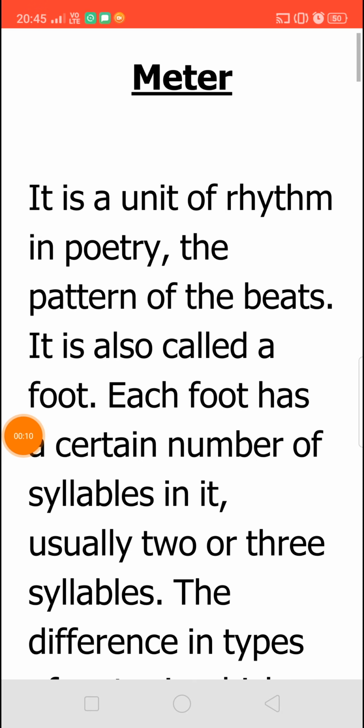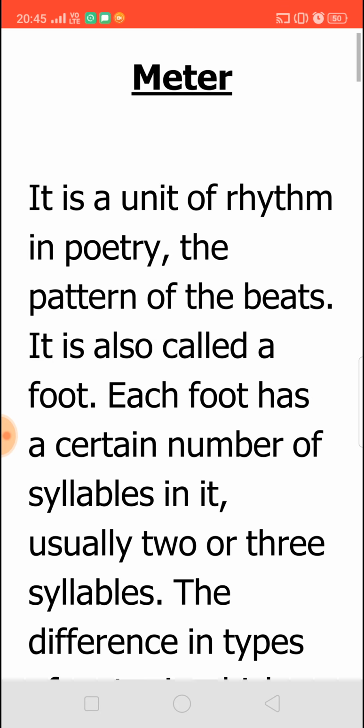Now, first of all, what is meter? Meter is only the unit of rhythm in poetry. And what is unit of rhythm? Rhythm means the beats. That is, there will be one particular beating which gives a musical tune to the poetry.